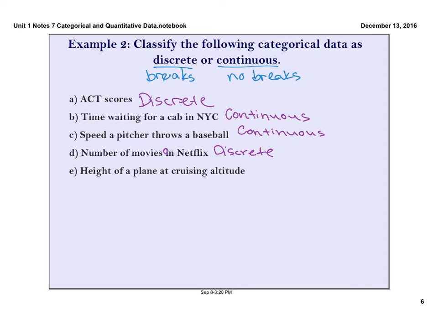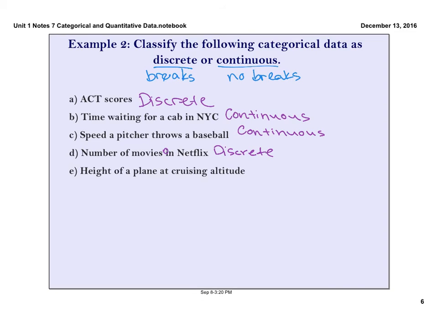Height of a plane at cruising altitude. Your captain's going to come on when you reach your cruising altitude of a flight and tell you, hello, we've reached our cruising altitude of 33,000 feet. You're free to move about the cabin. He's going to tell you things like that. But are you at exactly 33,000 feet?